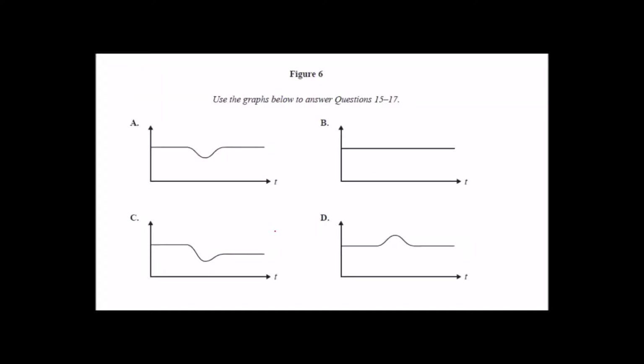Moving on, which graph shows how the total momentum of the system varies with time before, during, and after the collision? Explain your answer. Now, this is something of a trick question because momentum is always conserved. So we don't need to think about this one overly. The only answer that suits is B. Momentum is always conserved.